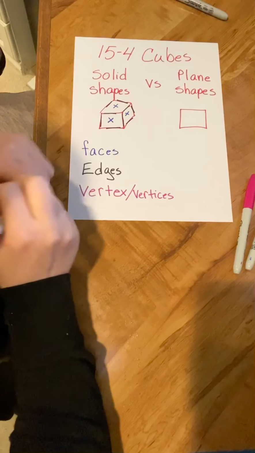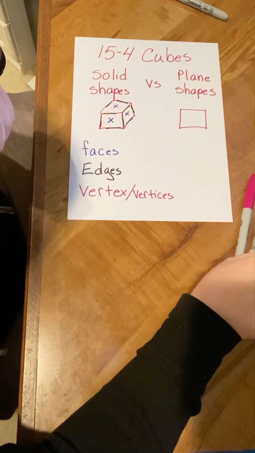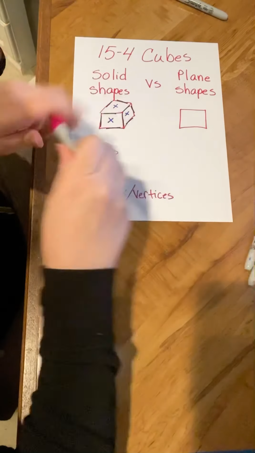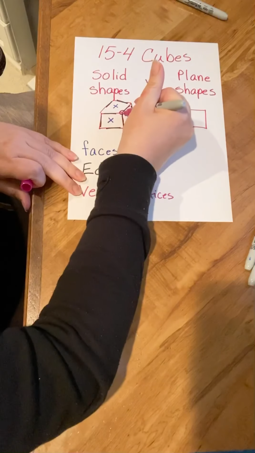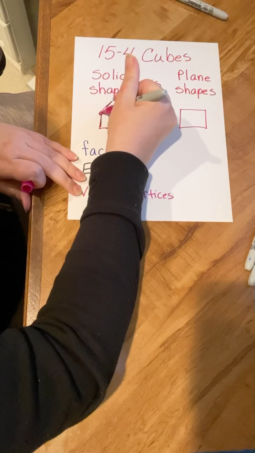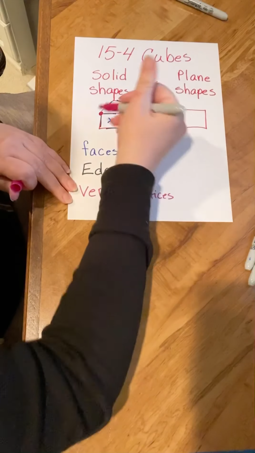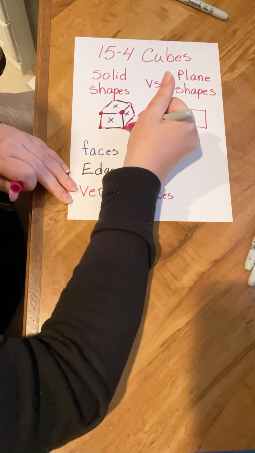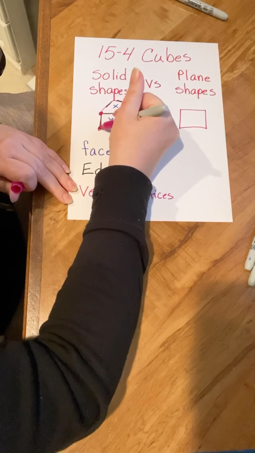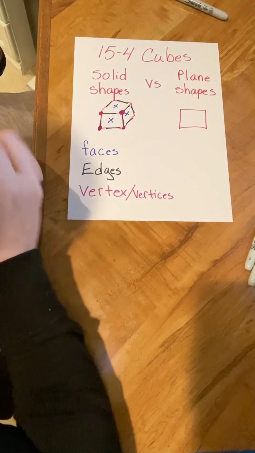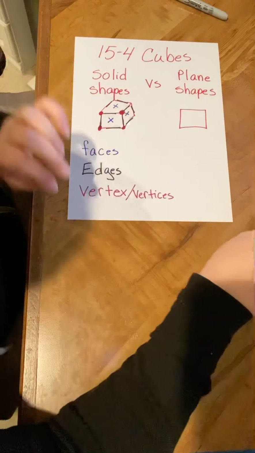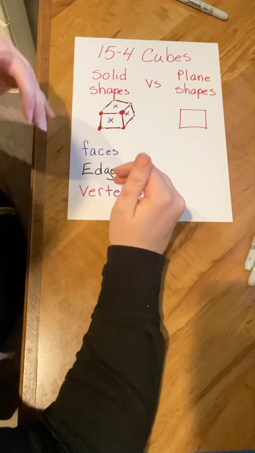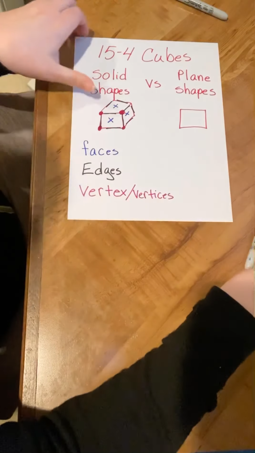Also, it has vertices, and if you remember from our previous lessons, the vertices are those corners, and in this shape, it's where the edges meet. Those are the vertices. So we're going to take a look at a cube and we're going to count up the faces, the edges, and the vertices.